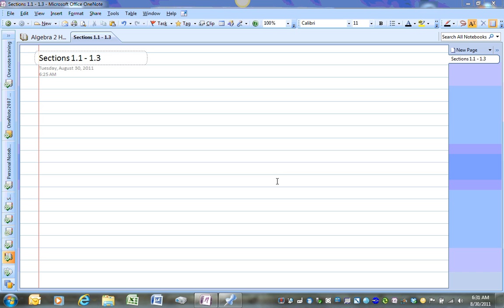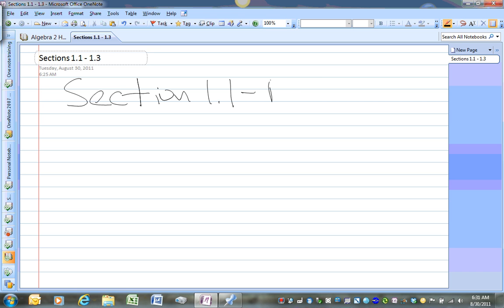Right now, I'm going to discuss three sections with you. Section 1.1, which is about applying properties of real numbers. After that, we'll talk about sections 1.2 and 1.3.